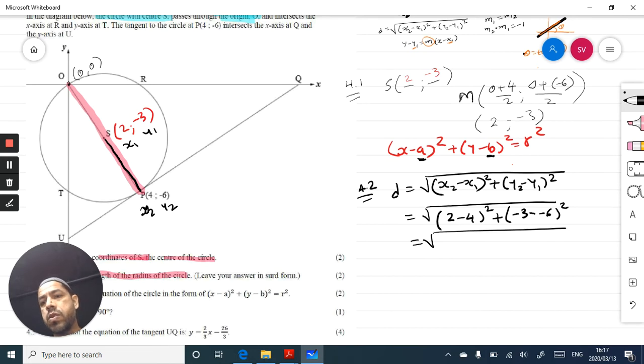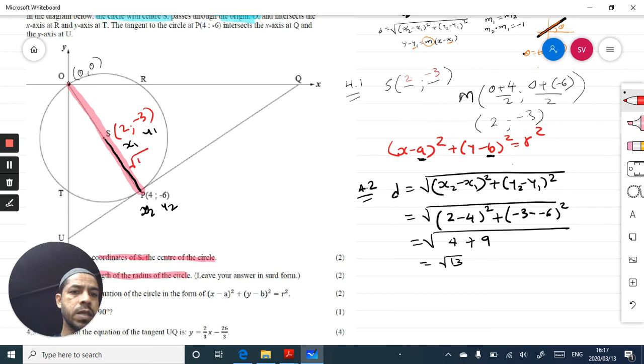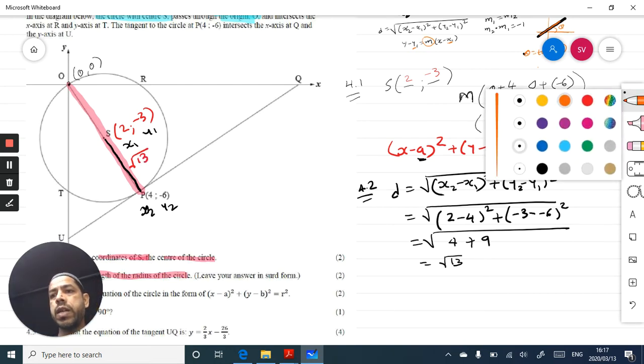So it's the square root of (2 minus 4) is negative 2, squared is 4, plus (minus 3 plus 6) is going to be plus 3, 9. So basically my distance is square root of 13. This I can put on my diagram. That distance which I found is square root of 13. It will help me later on to write the equation of the circle.